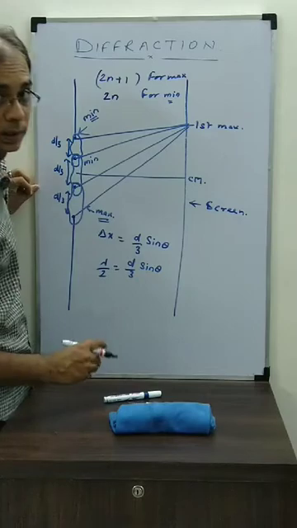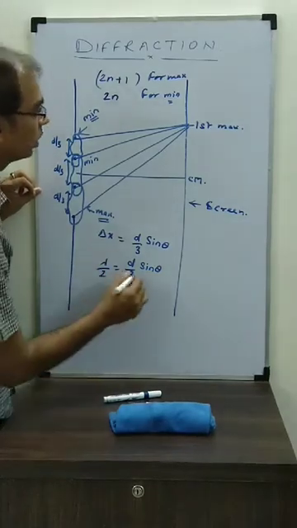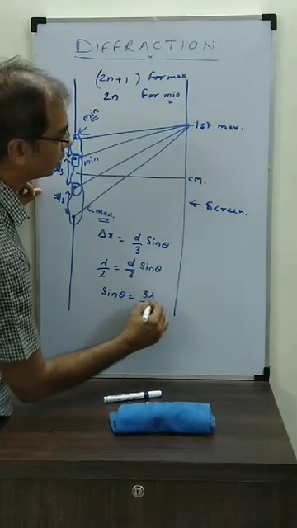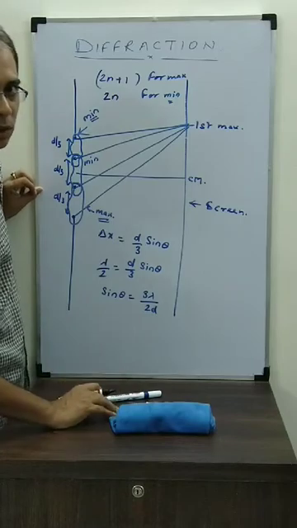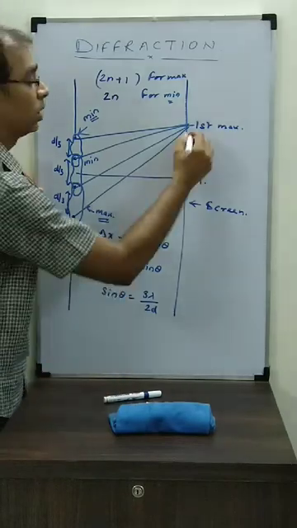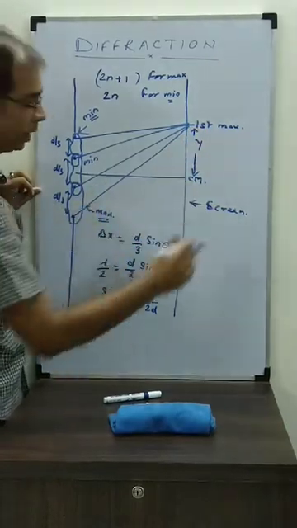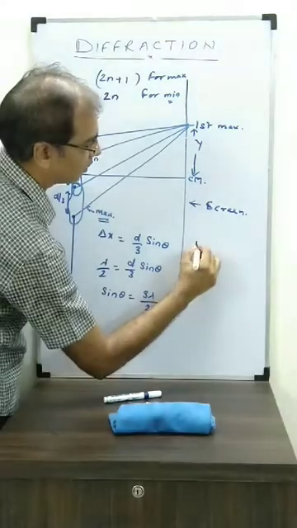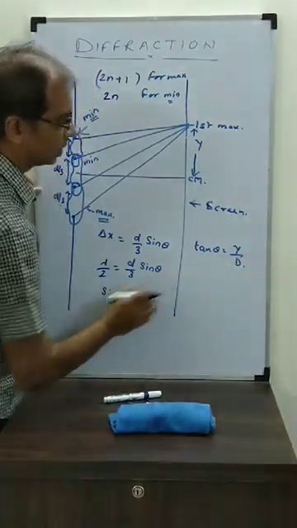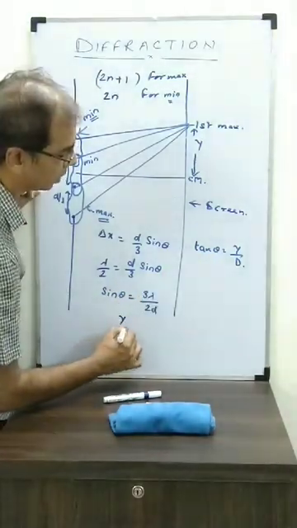Do you understand that? Lambda by 2 only, not 3 lambda by 2. Lambda by 2. Then what is going to become the sin theta value? Sin theta value will be 3 lambda by 2. Okay, and you know that this is equal to tan theta. And tan theta is equal to what? Y by capital D. So tan theta, if I am writing, it is Y by capital D. Sin theta and tan theta are the same because the angle is very, very small. So put here Y by D.